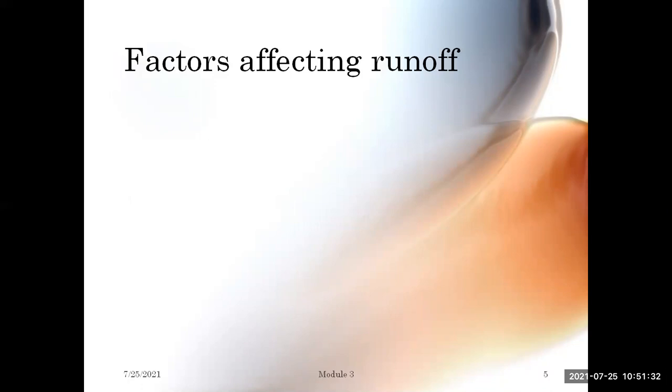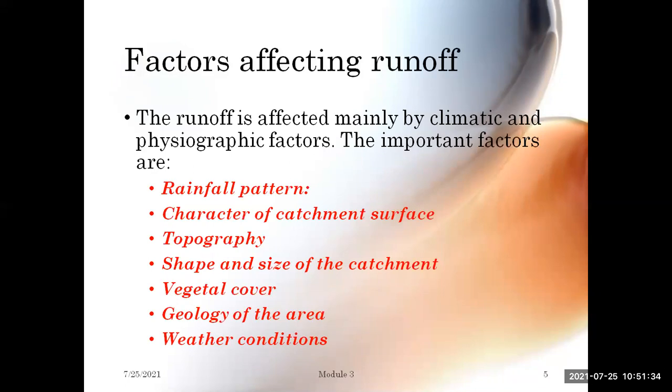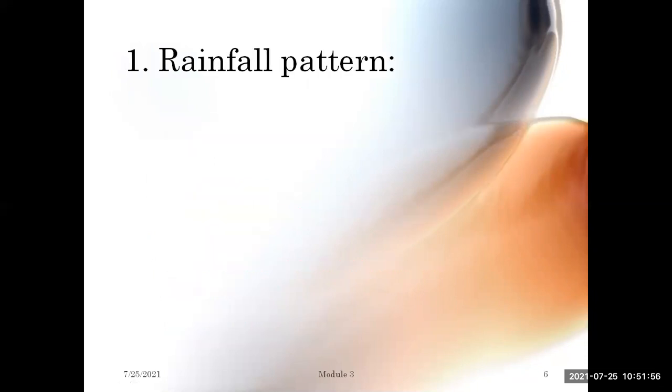We have various factors which affect the runoff. The main factors are rainfall pattern, character of catchment surface, topography, shape and size of the catchment, vegetal cover, geology, and weather condition. These are the various factors affecting the runoff. Let us see one by one how they affect the runoff value. The first factor which affects the runoff is rainfall pattern.